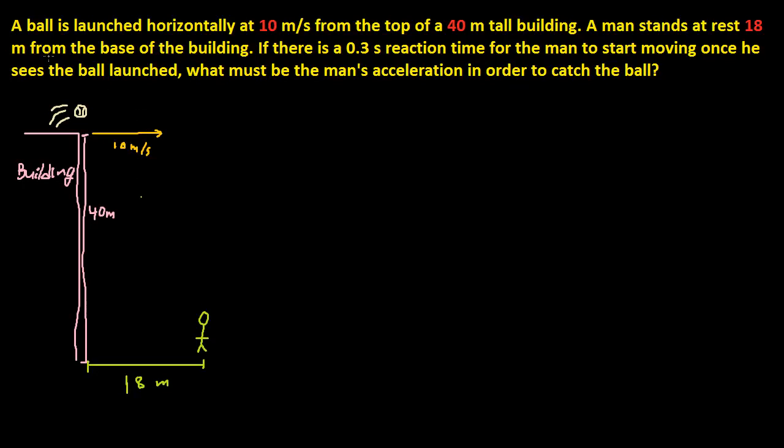Alright, so we have this problem of a ball being launched horizontally at 10 meters per second from the top of a 40-meter tall building, and a man stands at rest at 18 meters from the base of the building. This guy is so slow that he has a 0.3 seconds of reaction time before he notices the ball moving. So he waits 0.3 seconds. What it's asking is what's his acceleration in order to catch the ball.